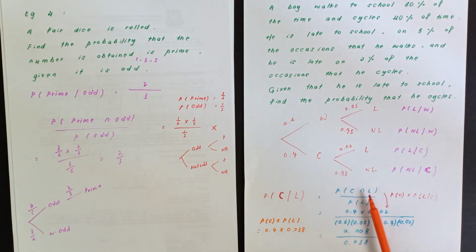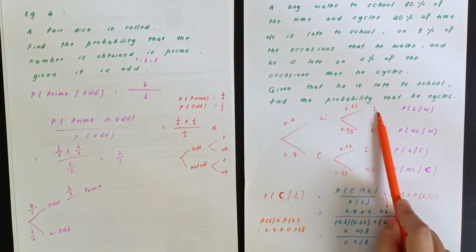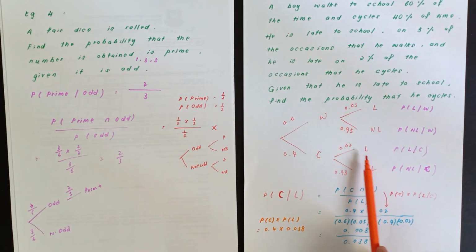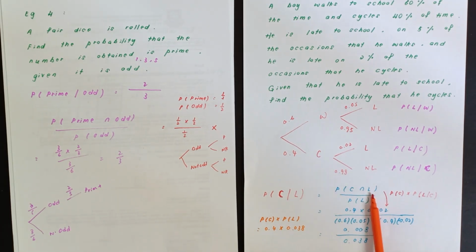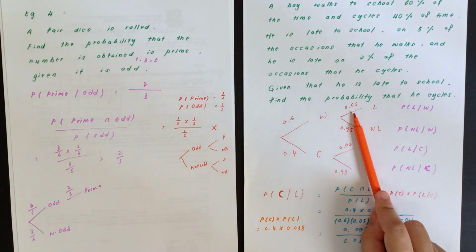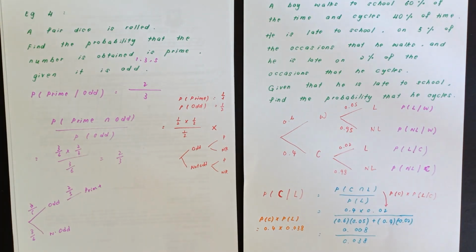Because whether you are late or not is going to depend on whether you walk to school or cycle to school. So that's why the L that you take must be consistent with the one that happened previously. So like this one, you already know that you cycle and you are late. So that's why if it's cycle, then it's 0.02. If you walk, then you only use 0.05. So that's what it means.